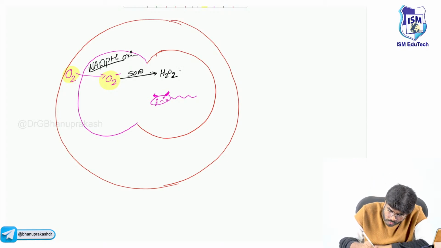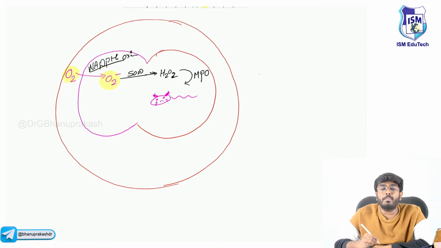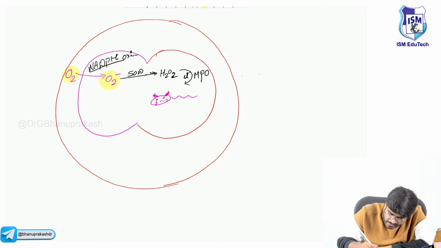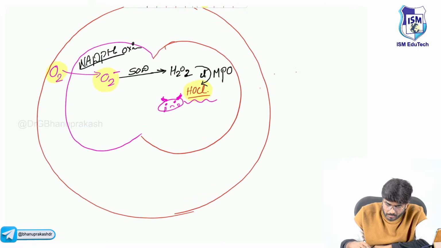Now this H2O2 will be converted with the help of an enzyme called myeloperoxidase, inside the lysosomes. Now, what happens? One chloride molecule is added onto this H2O2. Now, what do you form? At the end of the day, HOCl, hypochlorous acid. Now, hypochlorous acid is getting formed.